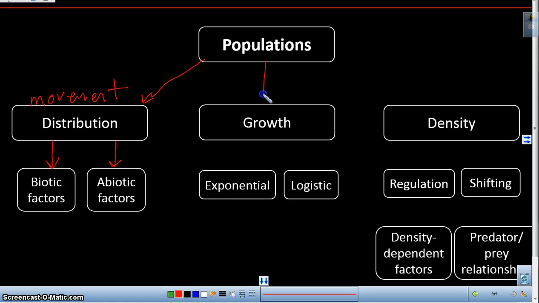The next thing we'll look at is, how do populations grow? We have 2 growth models we're going to analyze. One is the exponential growth model, and the other is the logistic. And finally, we're going to look at population density. What is going to regulate the density of a population? And we're going to look specifically at density-dependent factors. We're also going to look at what keeps it changing all the time. And we'll look at predator-prey relationships.